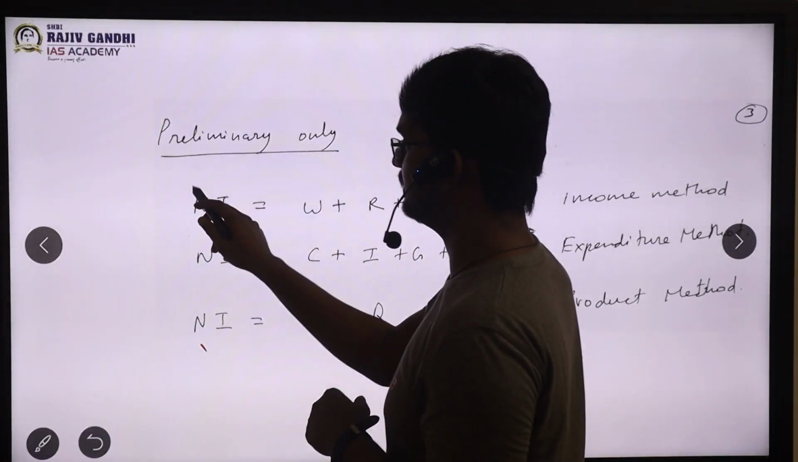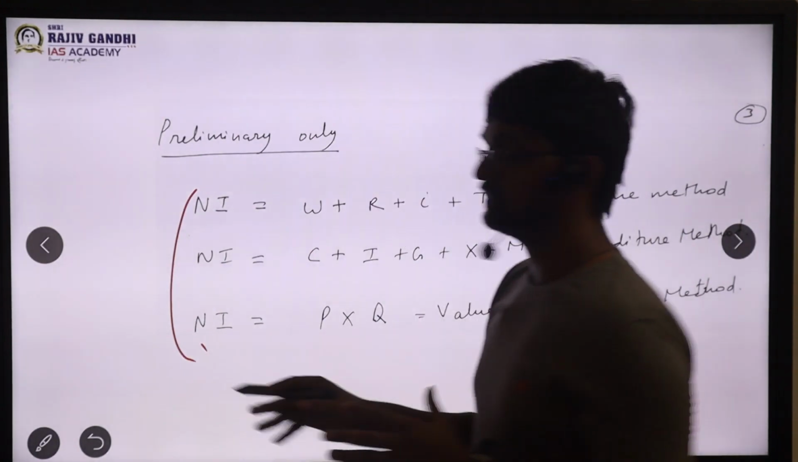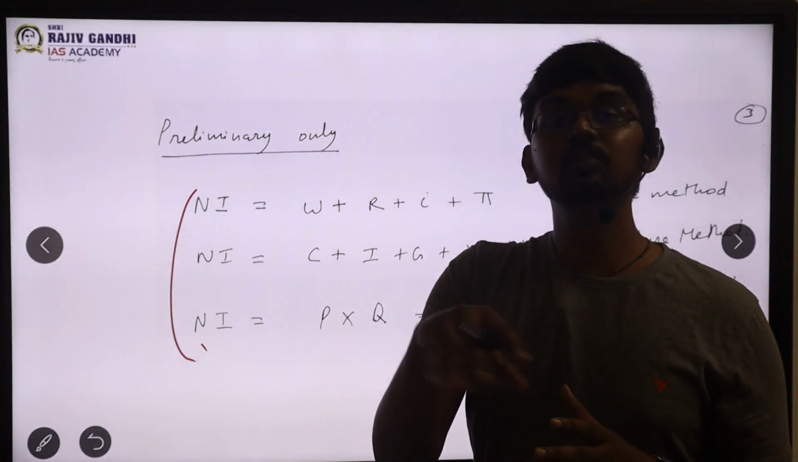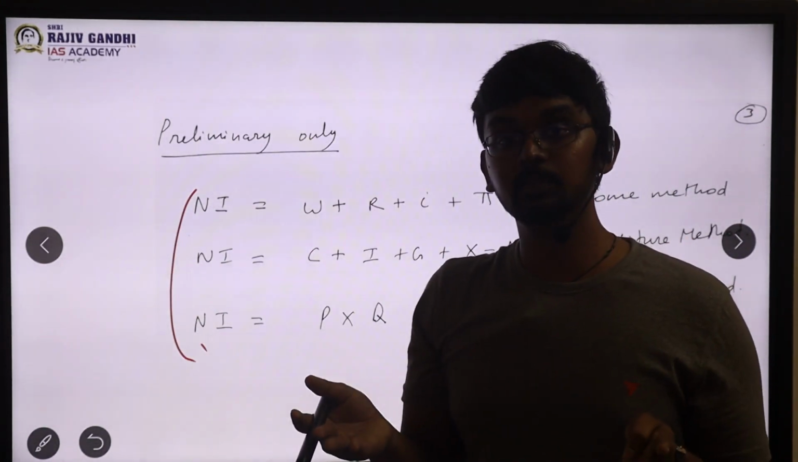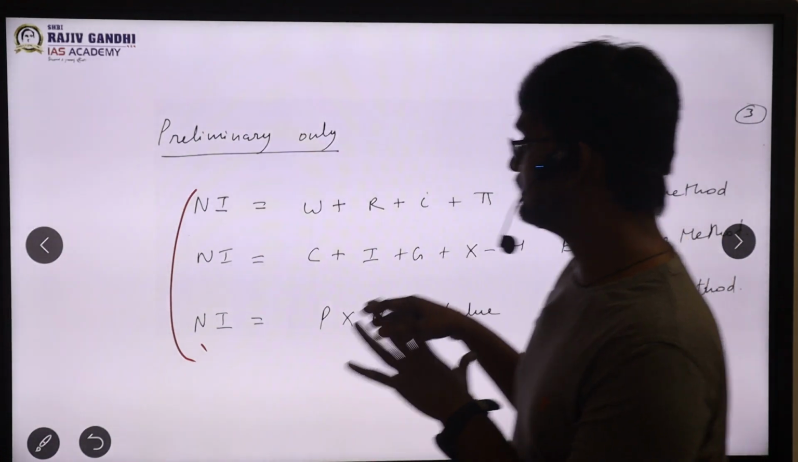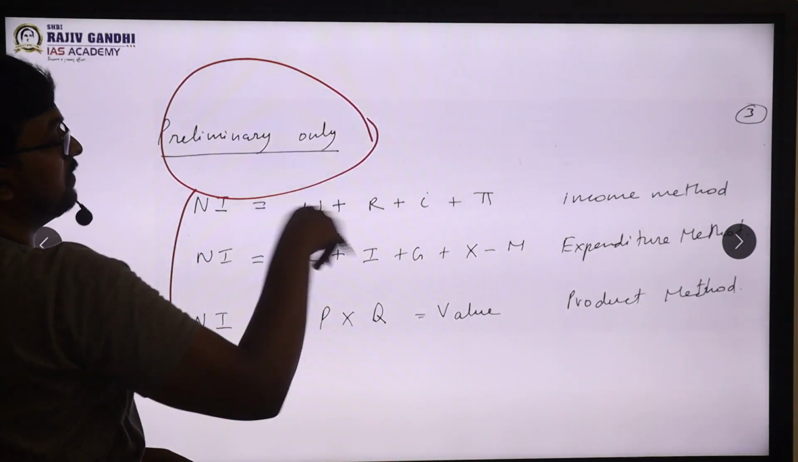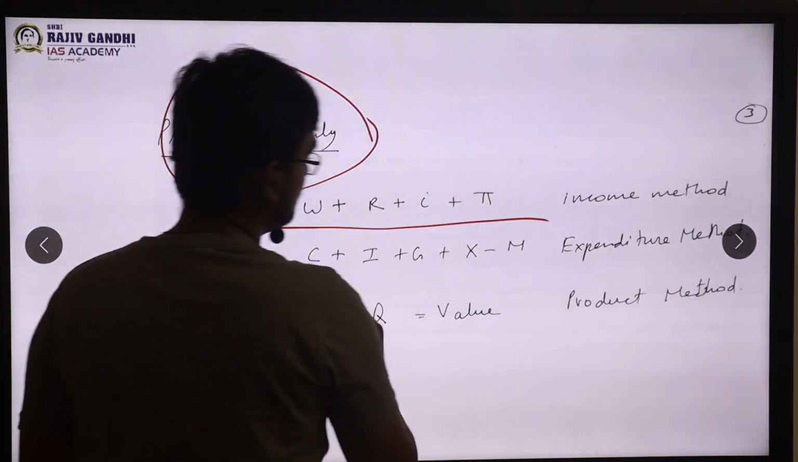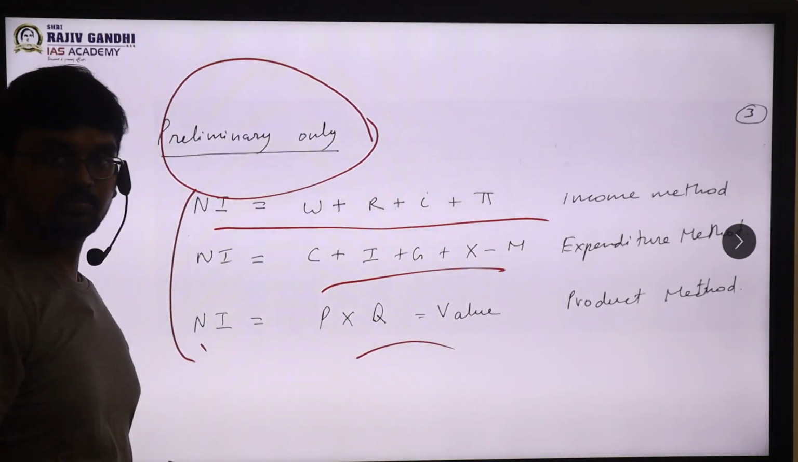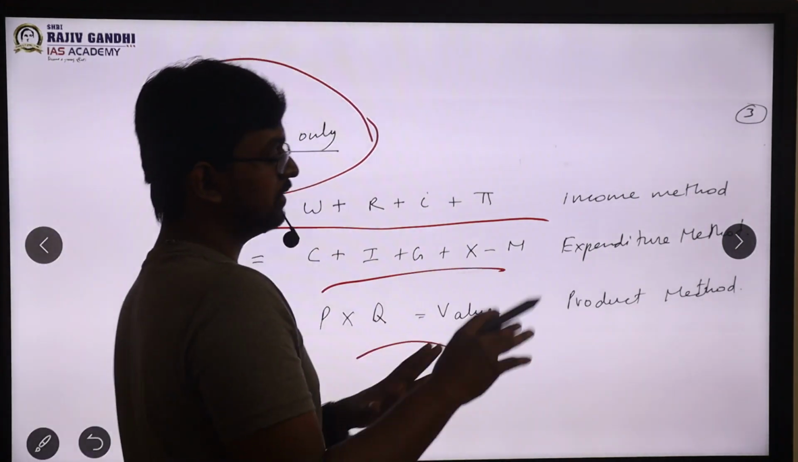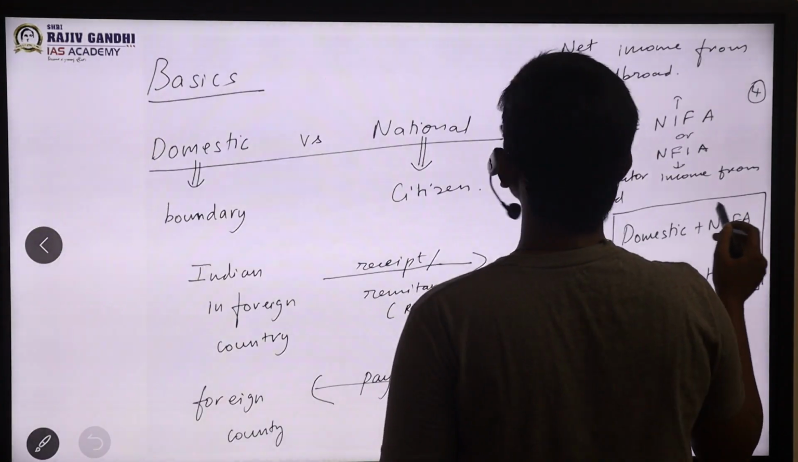So we just looked at national income in three ways. In the future we will be looking at three ways to calculate GDP. I have just thrown in the seed. This is not a perfect formula. That is why I have written preliminary only, because you have to wait for the perfect formula. So these are the three ways of calculating national income as of now. Hold on to it, then in future we will see.